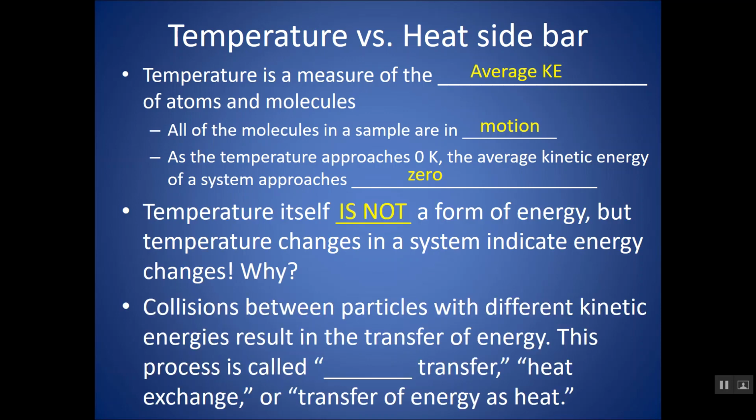Temperature itself is not a form of energy. It does not have units of joules or kilojoules, which we said is the unit of energy. It has units of Celsius or Kelvin. So it itself is not a form of energy, but anytime you see temperature changes in a system, it usually indicates that an energy change has occurred. Collisions between particles with different kinetic energies will result in transfer of energy, and this process is called heat transfer. This is how objects of hotter temperature transfer their kinetic energy to objects of colder temperature through collisions.